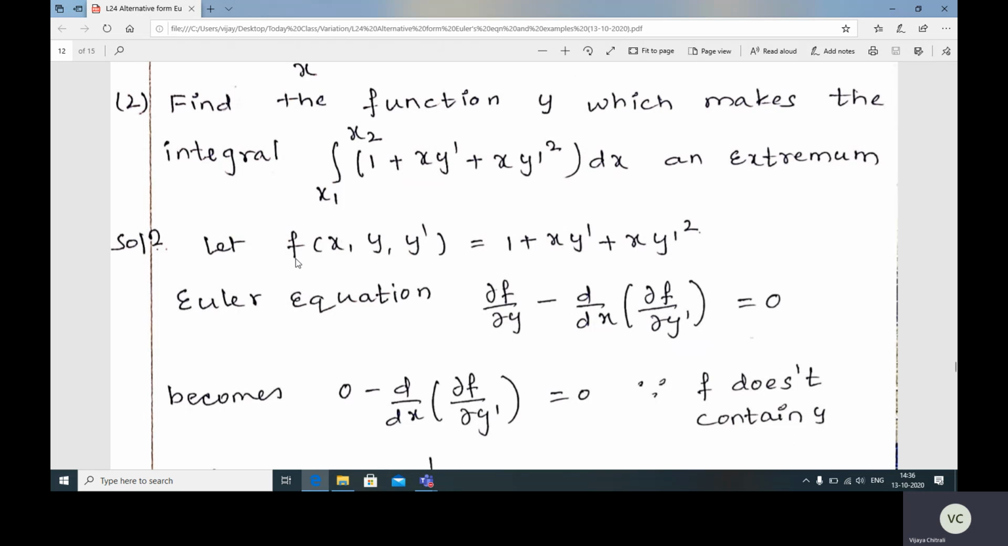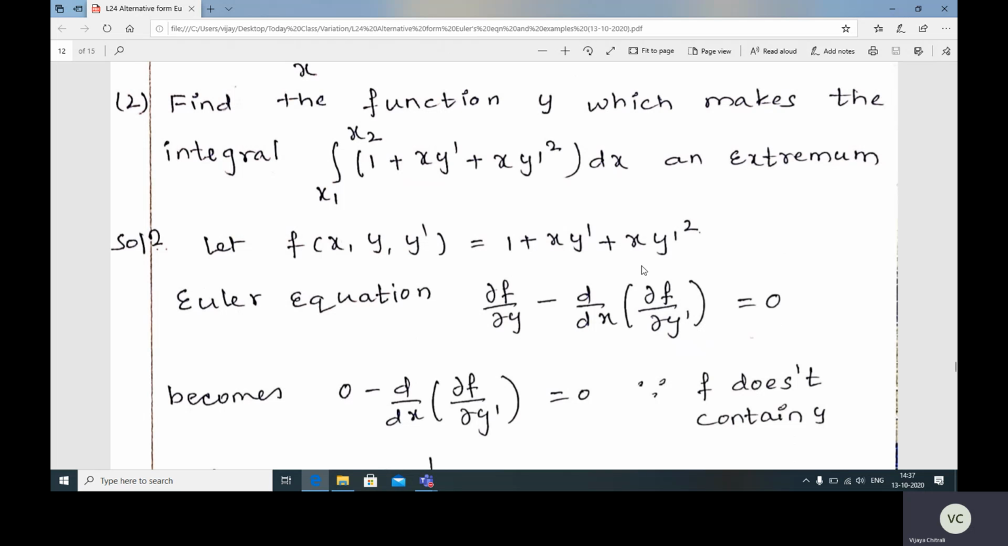So here we have f of x, y dash as 1 plus x y dash plus x y dash raised to 2. Now Euler's equation: you write down dou f by dou y minus d by dx of dou f by dou y dash. This is equal to 0, right?